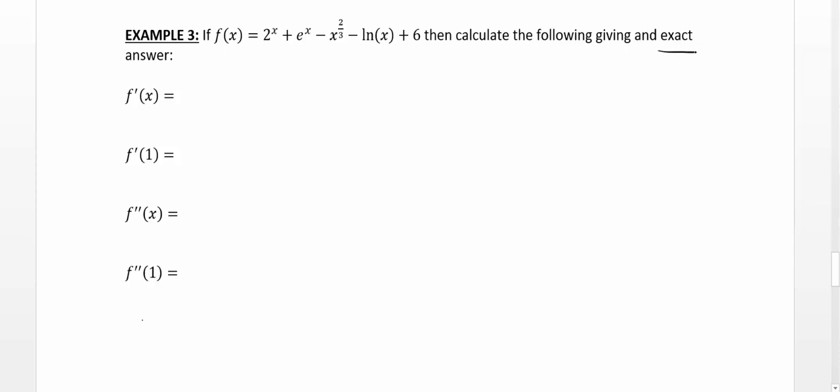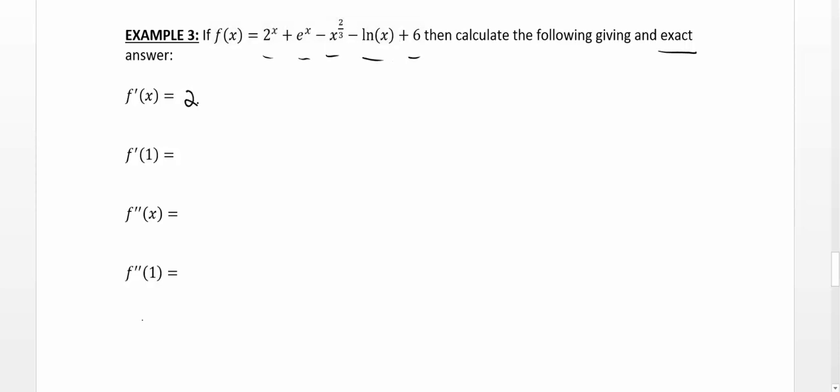So we talked a little bit before about this, but exact answer means we're not going to be rounding any numbers. So we're not going to be plugging things into our calculator to get a final answer. So let's start by finding the first derivative. So the first derivative of this function, I can go term by term because they're separated by addition and subtraction.